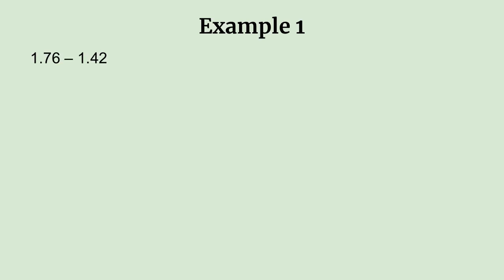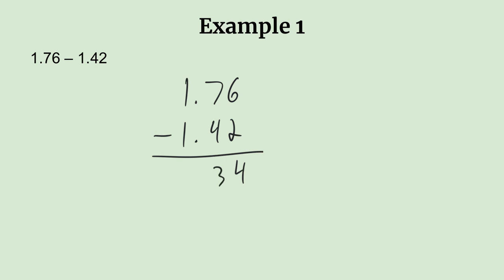So subtracting is the same as addition. You've got to line up the decimals. So we're going to have 1 and 76 hundredths minus 1 and 42 hundredths. And then you just subtract down. Remember, when you subtract, you need the bigger number on top and the smaller number on bottom to be able to do subtraction like this. So 6 minus 2 is 4, 7 minus 4 is 3, 1 minus 1 is 0. We get 34 hundredths.